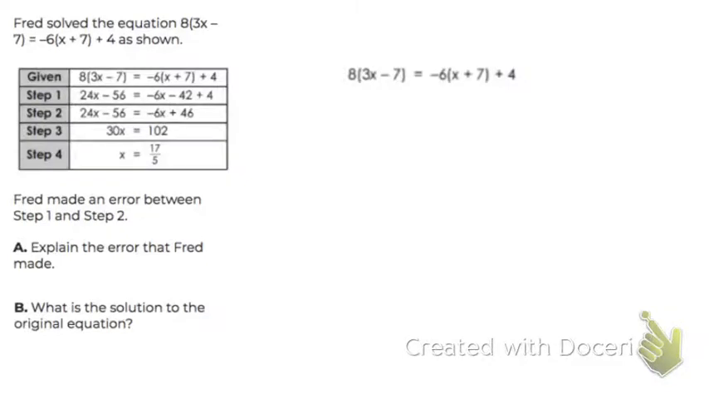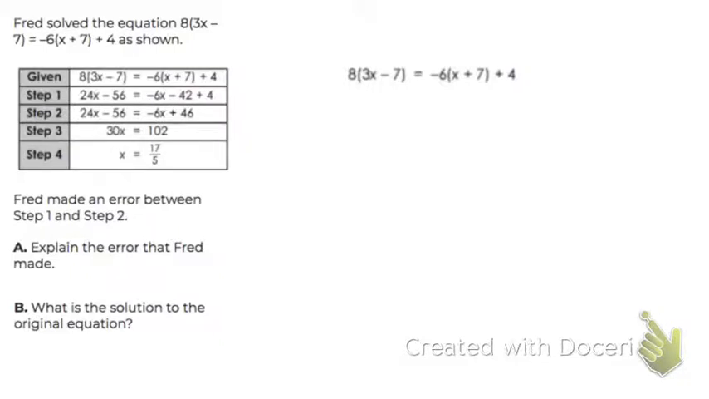Here it's showing how Fred solved this equation, and he made a mistake. When you are examining how somebody solved an equation, you need to realize that they might have gone through the steps in a slightly different order than you, and that's fine. You will get the same answer. There are several different paths you can take to get from the equation to the answer.